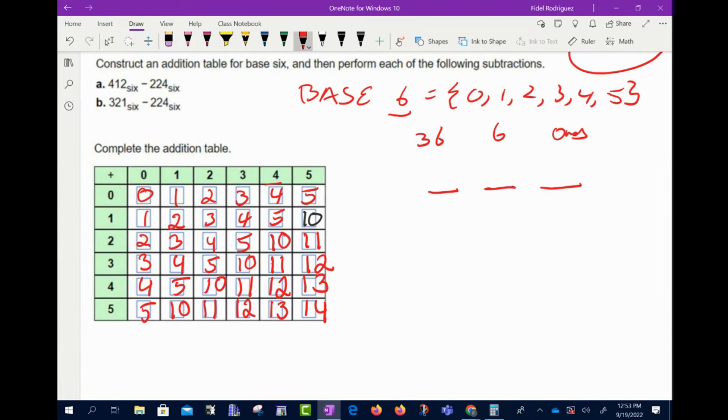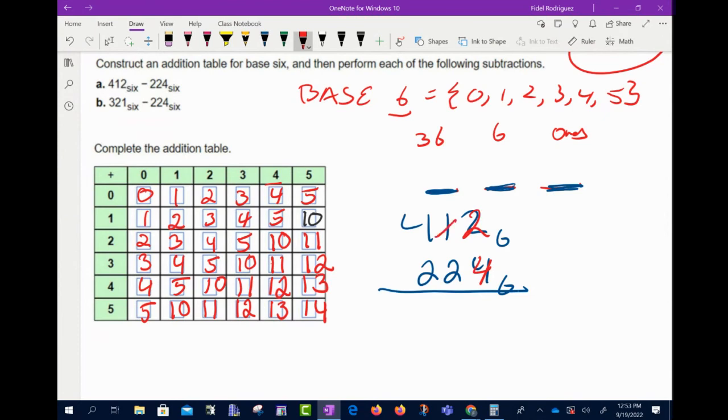So now let's go ahead and do our first problem. So we have 412 base 6, and we're going to subtract 224 base 6. Now remember, the first number tells me how many 36s I have. The second number tells me how many 6s I have. And the last number tells me how many 1s I have. First thing I notice, I'm trying to take away 4 from 2, and I can't do that.